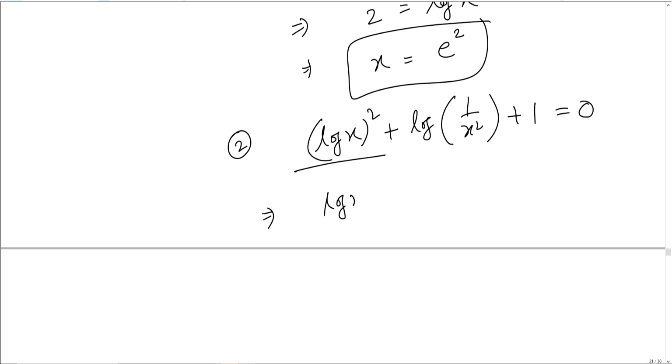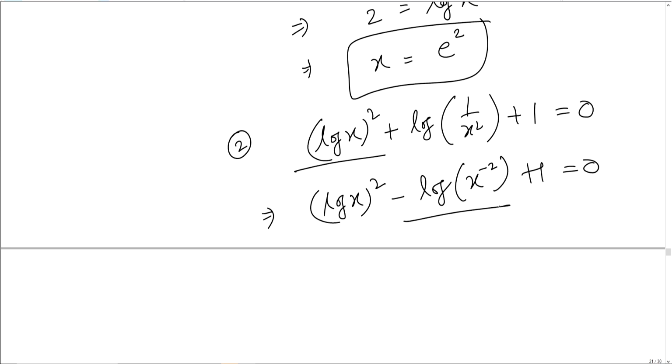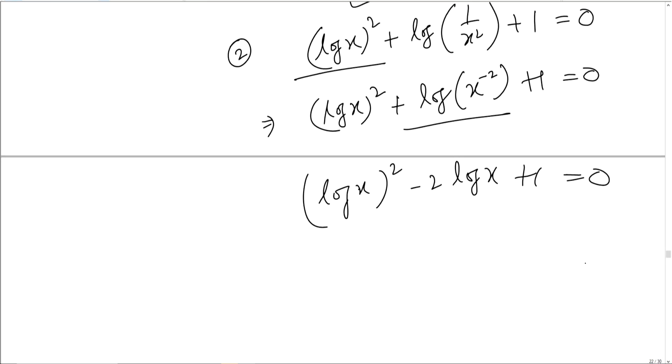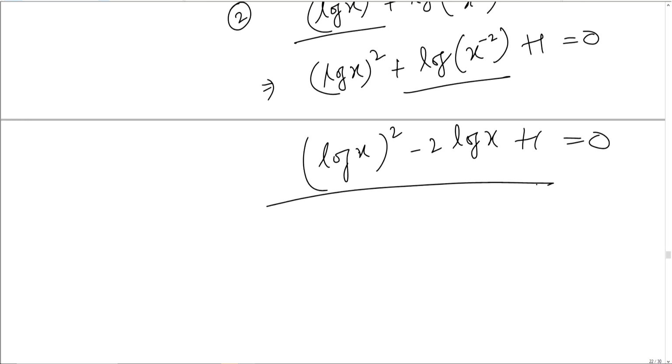So, let us keep it as it is for now, log x square. Here you can simplify. So, you can rewrite this term as log of x to the power minus 2 plus 1 equals 0, and we can simplify it even further. So, log of x to the power minus 2, you can rewrite it as minus 2 log x plus 1 equals 0. Now, this equation has some form. You might remember this form. This is actually the expansion of log x minus 1 whole square.